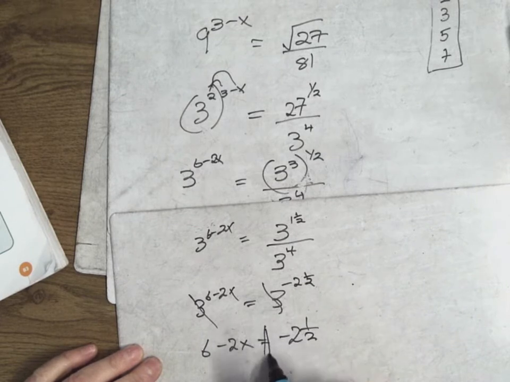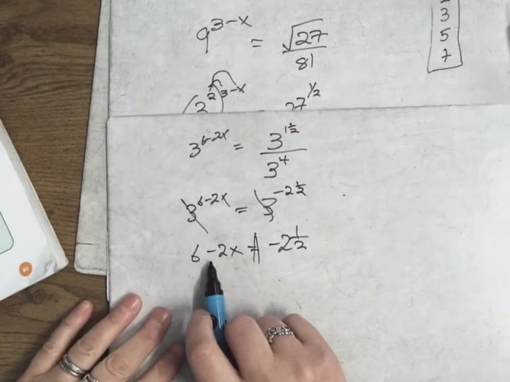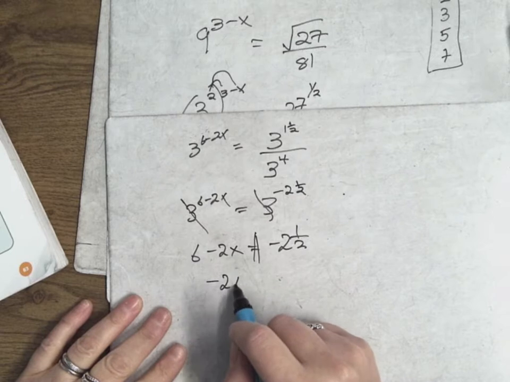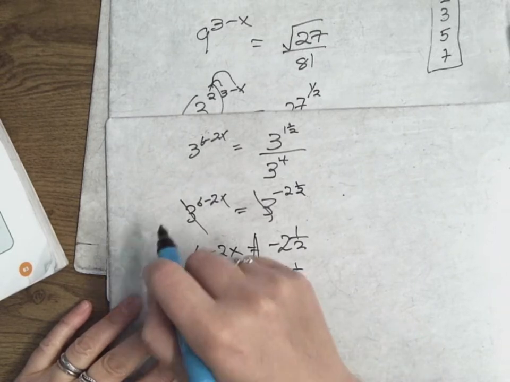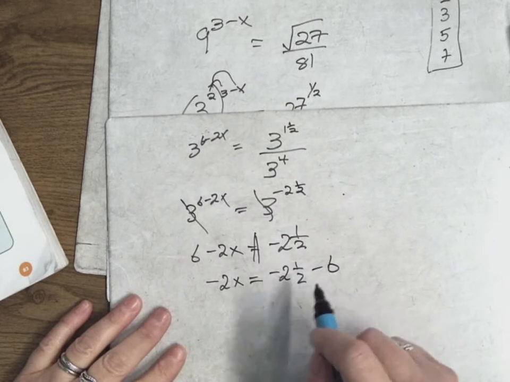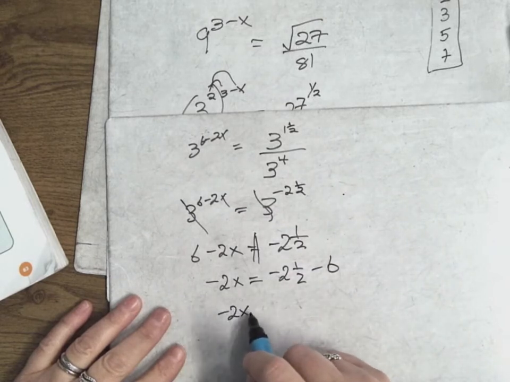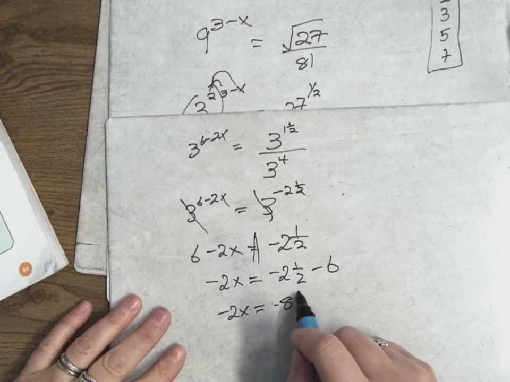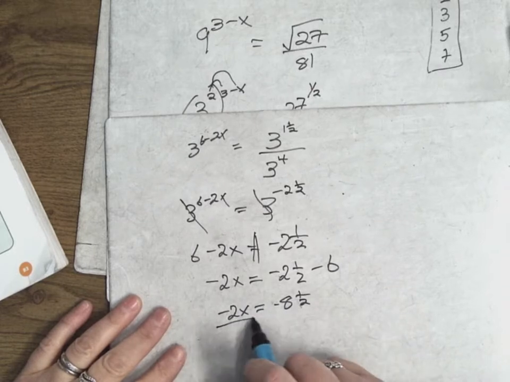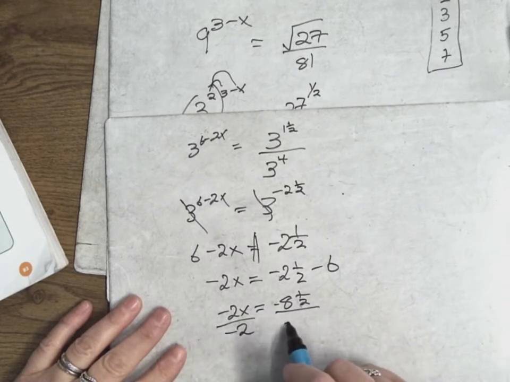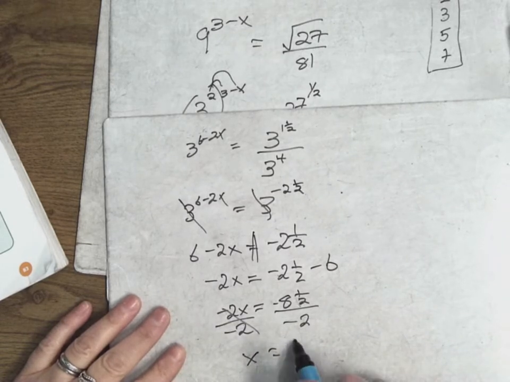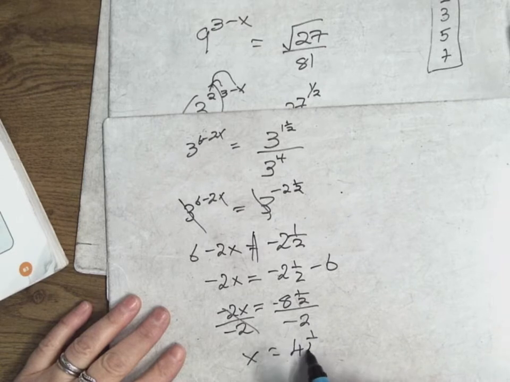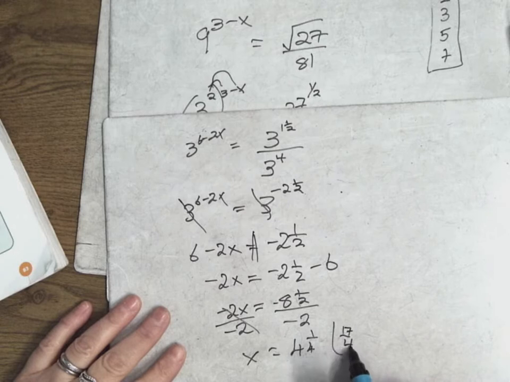Build a wall. X is on one side, numbers on the other. Be careful, this isn't 2x, this is minus 2x. Minus 2.5, bring over the 6 over the wall, becomes a minus 6. So that's minus 2x equals minus 8.5. There's a minus 2 stuck to the x, so divide each side by minus 2. And you do that in the calculator, so you'll get plus 4.25. On a calculator, that would be 17 over 4, which is the exact same thing.